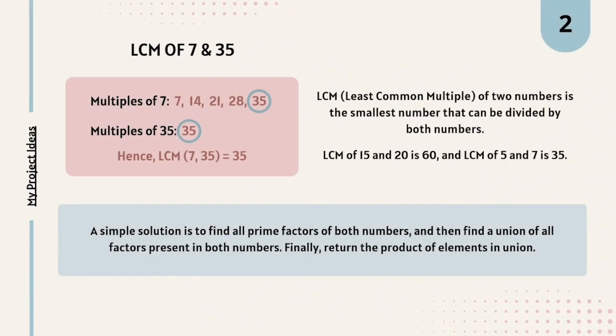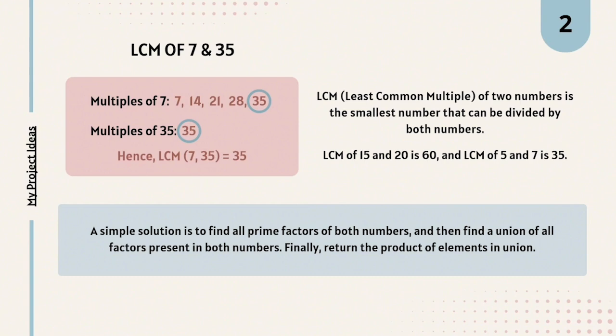Some of you might not know what is LCM, so no worry. Here, LCM basically means it's the smallest number that can be divided by both the numbers. Suppose we have to find out the LCM of 7 and 35. So, what are the multiples of 7? It's 7, 14, 21, 28, 35, and so on.